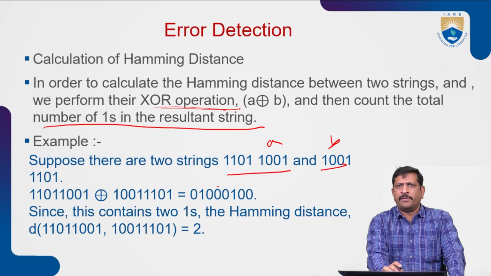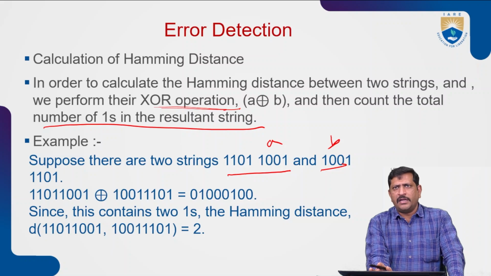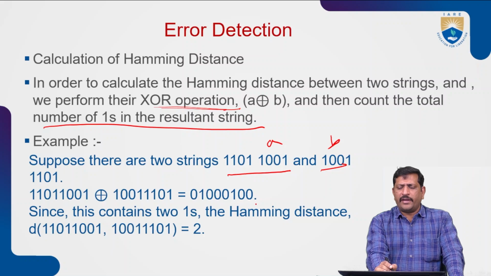XOR operation means if the two bits are same, the result is 0. That means 1 1 result is 0, 0 0 result is 0. If the two bits are different, the result is 1. So this is our XOR operation. By performing the XOR operation on A and B, we get the result 0 1 0 0 0 1 0 0, in which the number of ones is only 2.